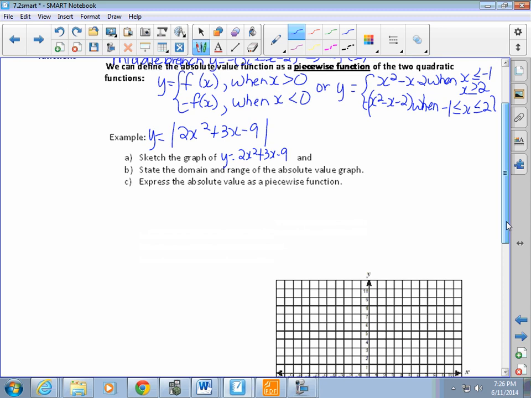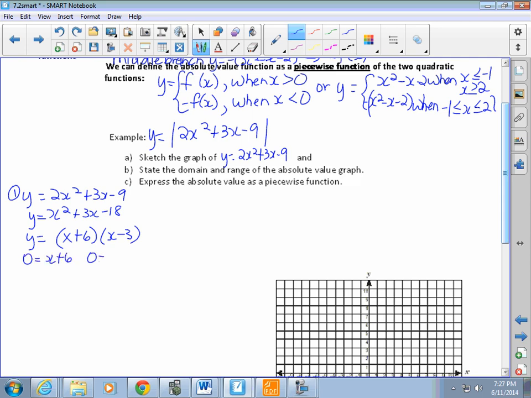So first thing we had to do was factor this to find our x and y intercepts. So that's what I'll do first of all. We'll use slide and divide. This becomes x squared plus 3x minus 18. So if I factor that, I'm going to have x plus 6 times x minus 3. So 0 is equal to x plus 6, or 0 is equal to x minus 3. So x is equal to negative 6, or x is equal to positive 3.